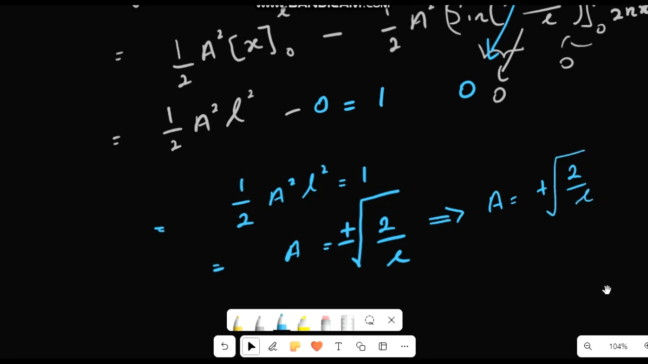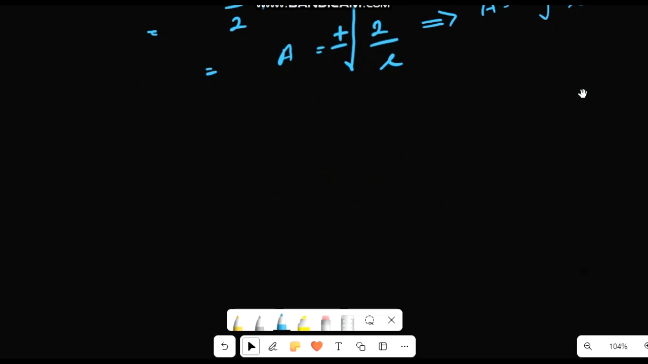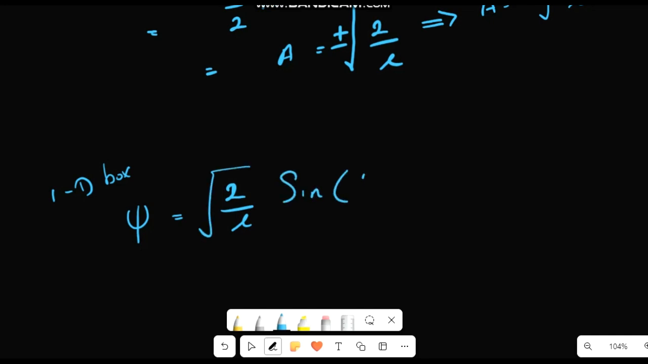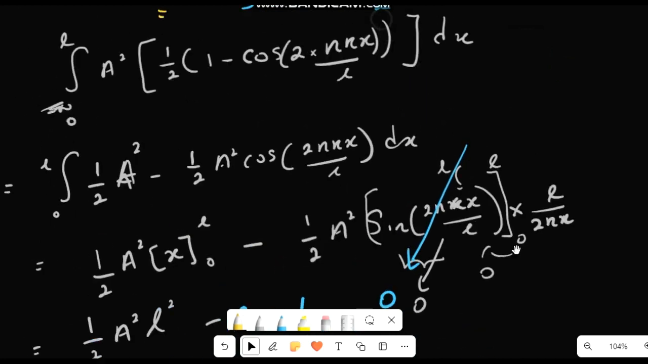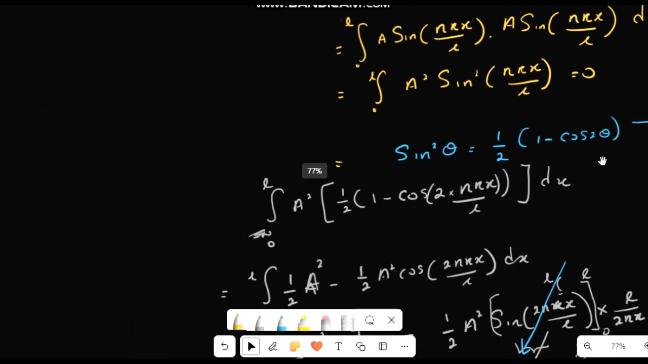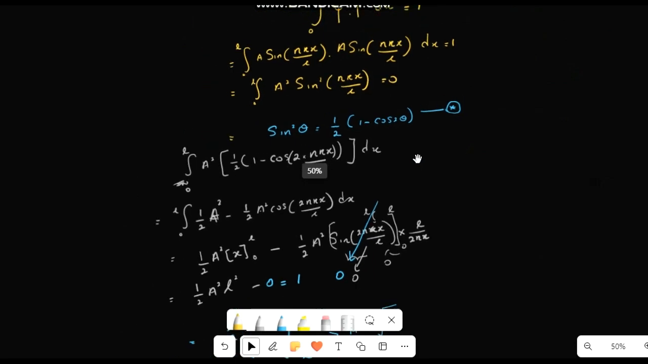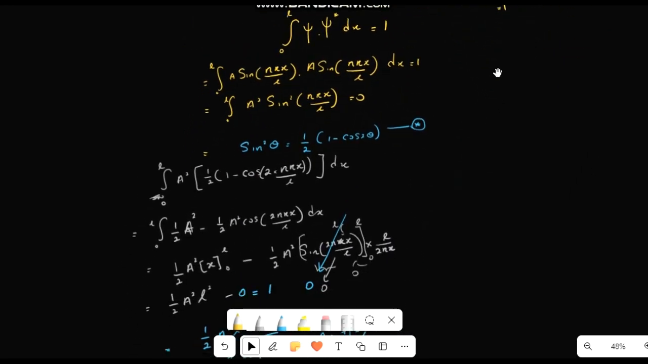So we have found the constant in our wave function for the 1D box. The wave function would be the square root of 2 over L times sin(nπx/L). This is the wave function of a 1D box that we have obtained. So this is just the concept of normalization. You can easily do this. It's just a simple integration. Just try it two or three times and you can easily get it.